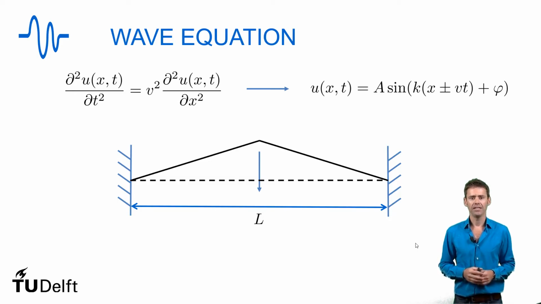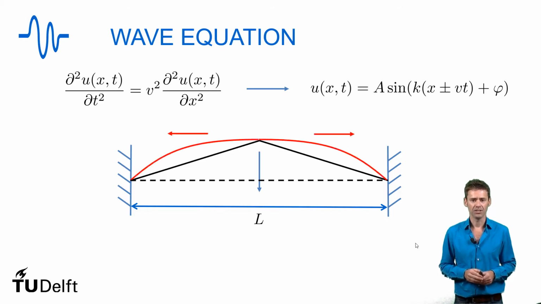Alright, now let's consider a string that we fix on two fixed points at the sides, spanning a distance L, and we retract that string a little bit. Now what happens? Well, of course, the string starts to oscillate. But from the viewpoint of the string, you could just as well say that from this position, two traveling waves start to propagate, one to the right-hand side and one to the left-hand side. So if we assume that they have a cosine-shaped waveform, then we can look at what the waves looked like at different times.